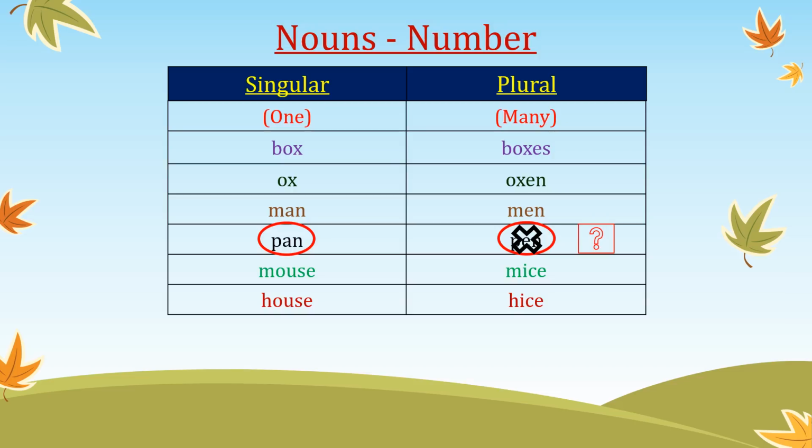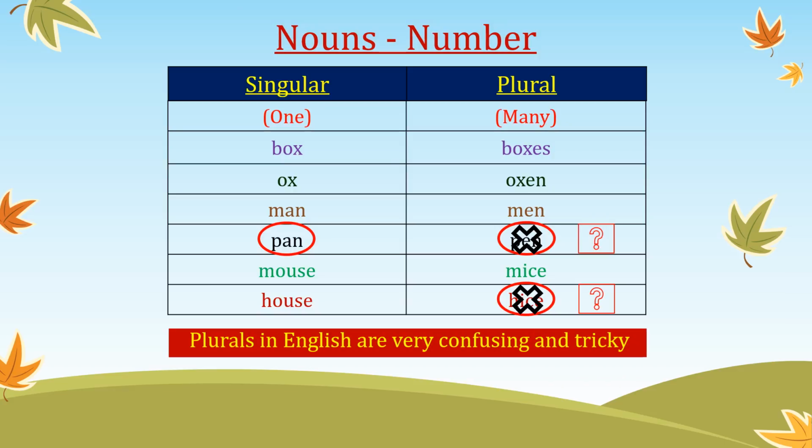One mouse is a mouse and many are called mice. In the same way, one house is a house and many should be highs. But have you heard this word highs? No, I have not heard of it. That means there is some problem here too. One house is a house, but many are known as houses. But why are we facing this problem? Because plurals in English are very confusing and tricky, and we have to learn a lot of rules to move ahead.